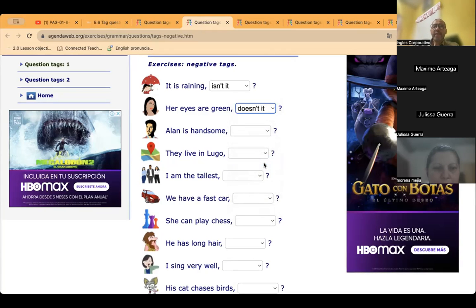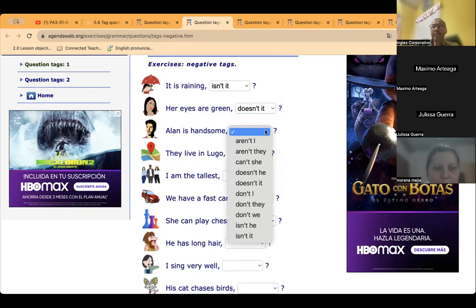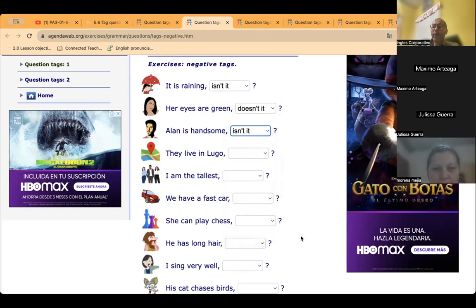Now, number three. Morena? Alan is handsome. Isn't it? Okay, we're going to stop right there because we already have two mistakes in three sentences. So how are we going to do? The second and the third are not correct. Now, why are they not correct? Because we are not following the subject.